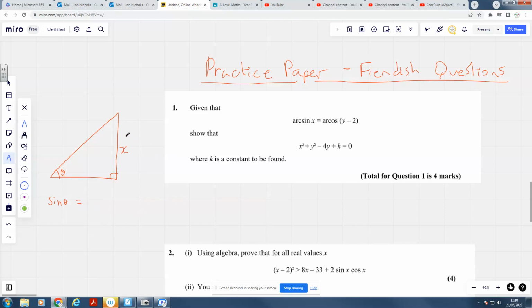So if I have the opposite as x and the hypotenuse as 1, did I say sine theta is opposite over adjacent there? I'm always saying incorrect things, I apologize. Sine theta is opposite over hypotenuse. So if I have this as x over 1, then I end up with theta is arc sine x. The way you want to introduce this to the examiner is to say: suppose you have a triangle here that sine theta equals x, then theta is arc sine of x.